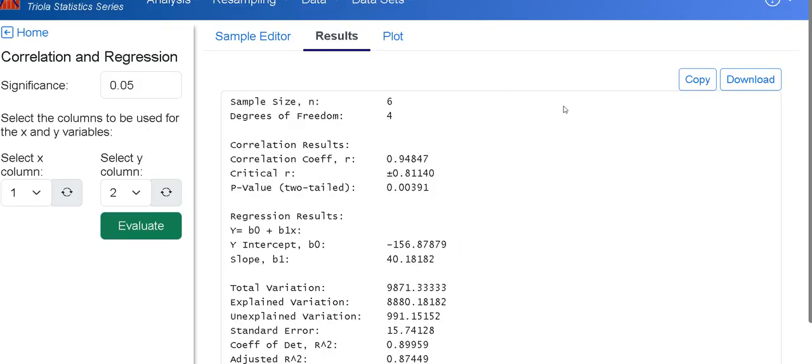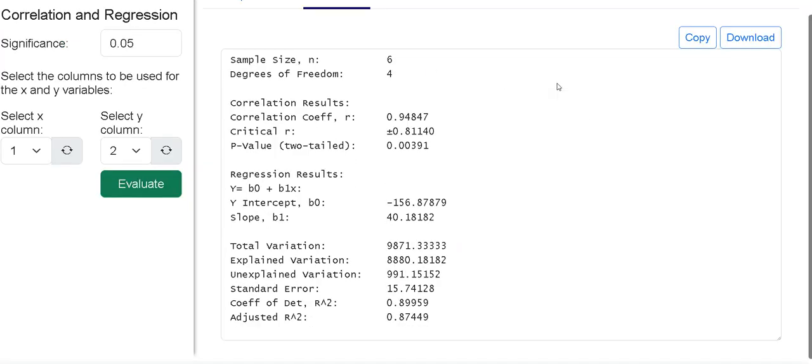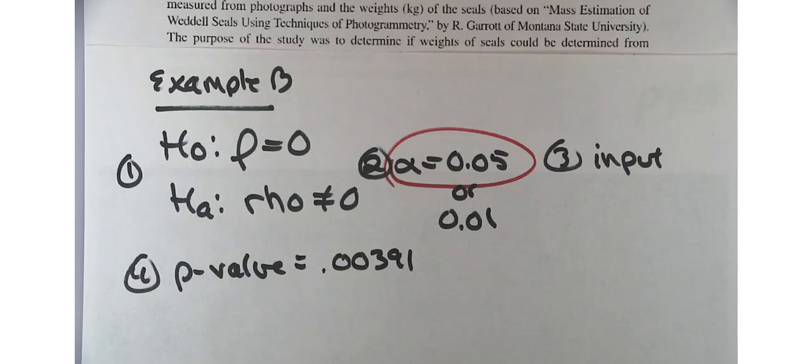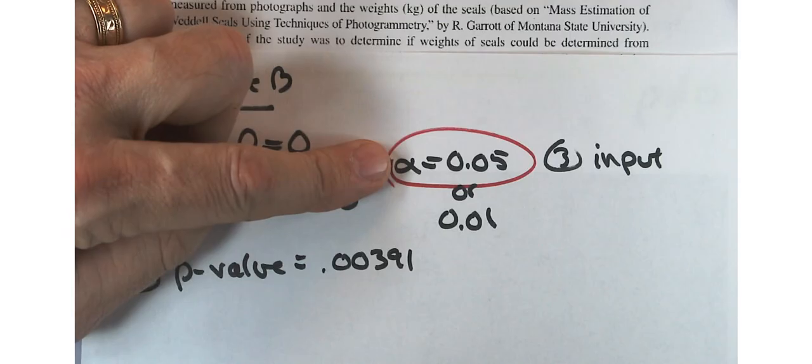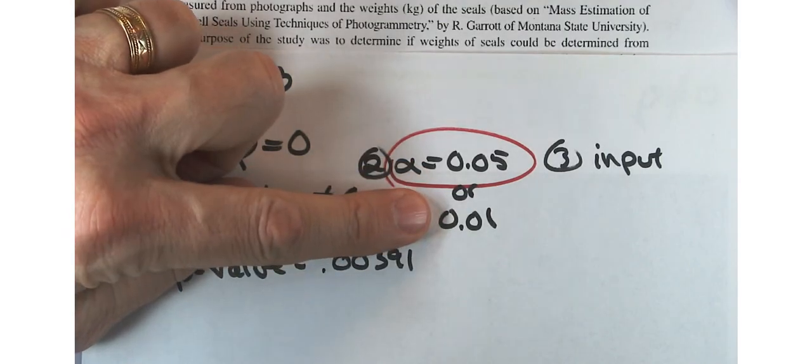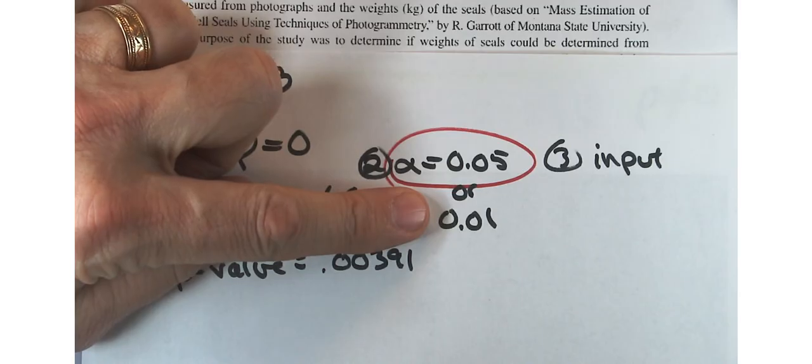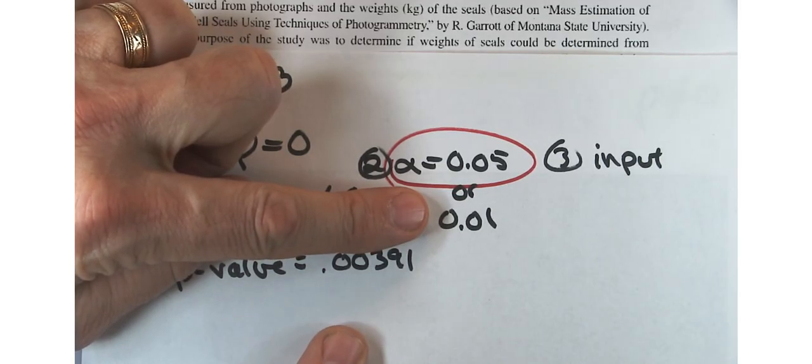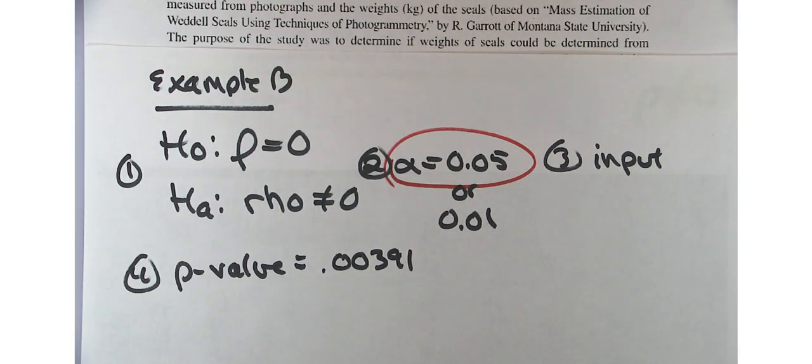Let's go back to the results. Matt, what do I need from this page right here? P-value, good. So the P-value for us is 0.00391. The nice thing about giving the p-value in and amongst your results is people can decide for themselves. Some people test at the 5% significance level. Some people might say, I want to do my test at 0.01. And if you give them the p-value, they can make that decision for themselves. So that's kind of nice to give people the p-value.